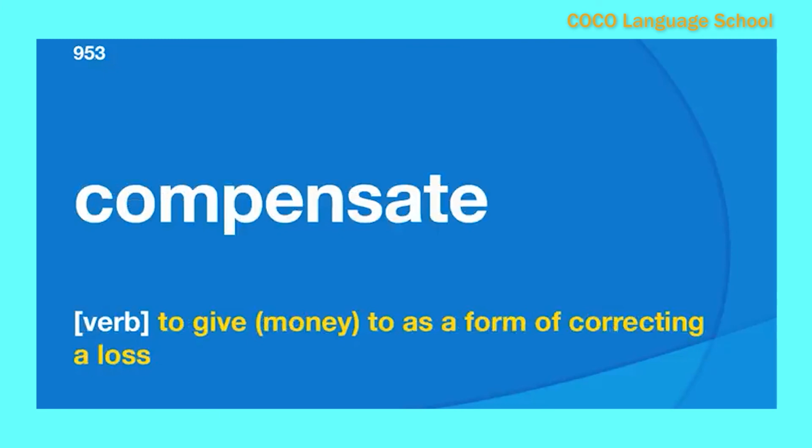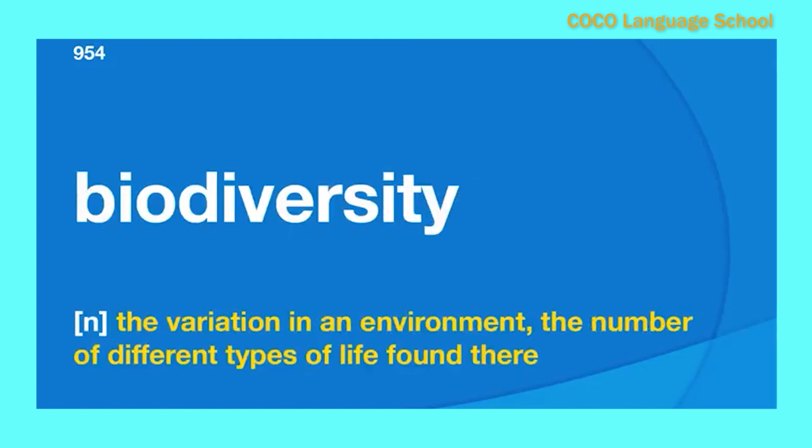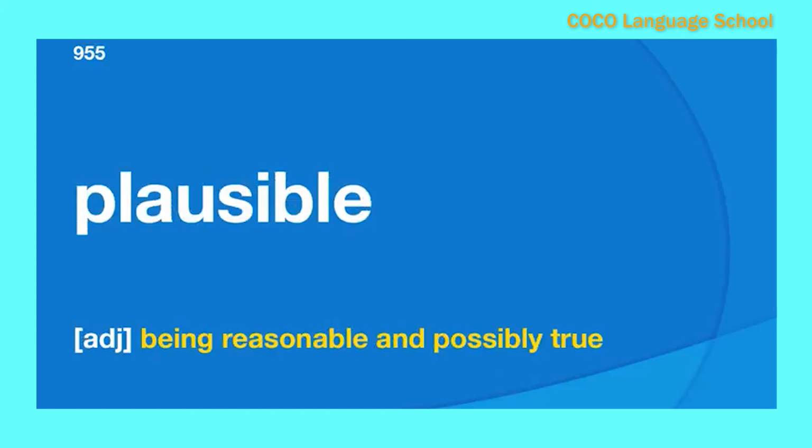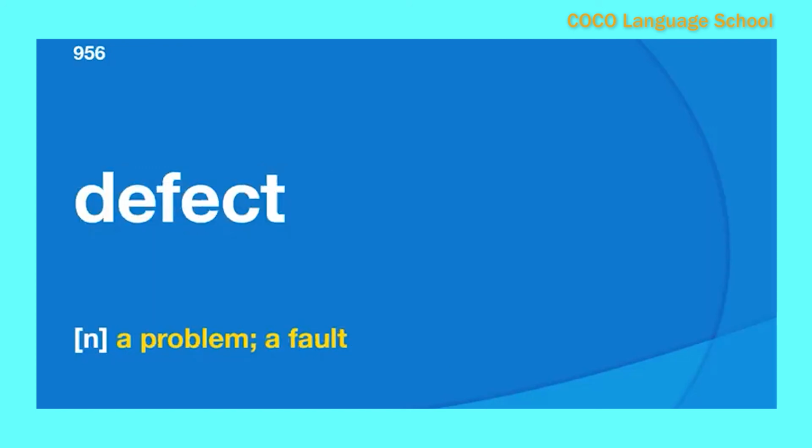To give to as a form of correcting a loss. Compensate. The variation in an environment, the number of different types of life found there. Biodiversity. Being reasonable and possibly true. Plausible. A problem, a fault. Defect.